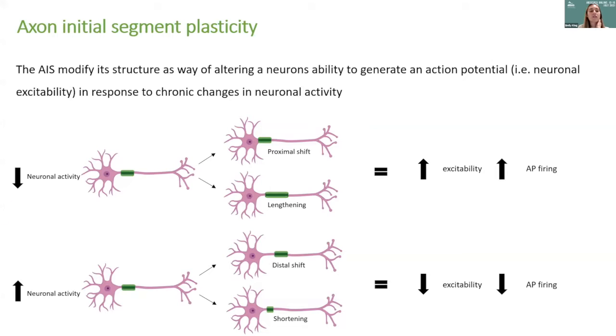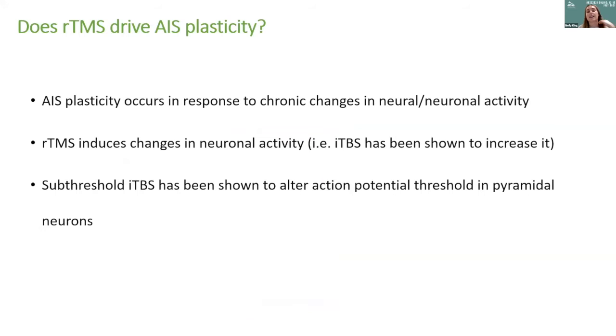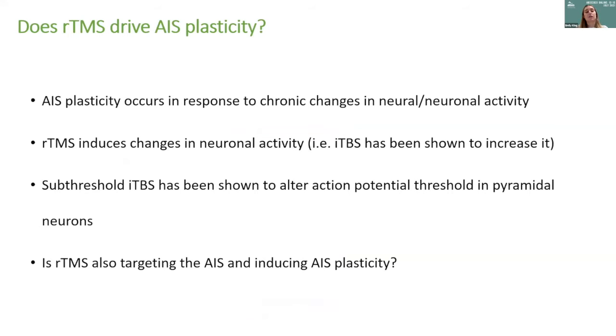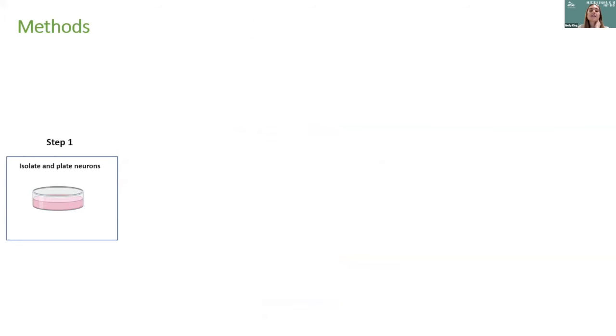As I mentioned before, this AIS plasticity occurs in response to chronic changes in neuronal activity. Knowing that, one, rTMS induces changes in neuronal activity, and two, that subthreshold rTMS has led to changes in action potential threshold, we thought that rTMS could very well be targeting the AIS and inducing AIS plasticity. I tested this theory using a high throughput in vitro system of mouse cortical neuronal cultures.